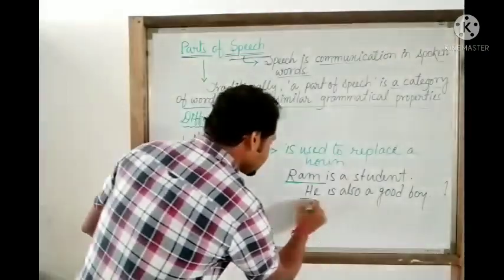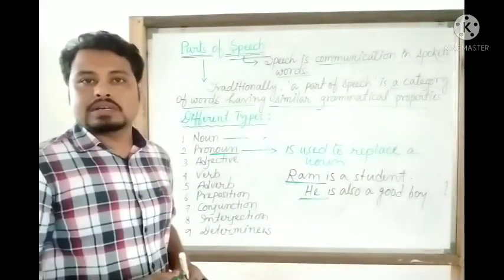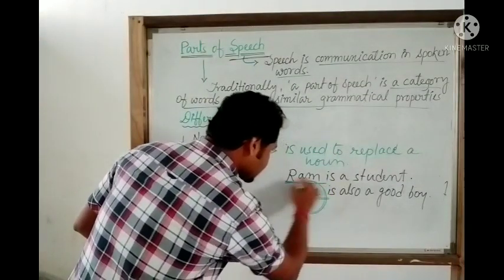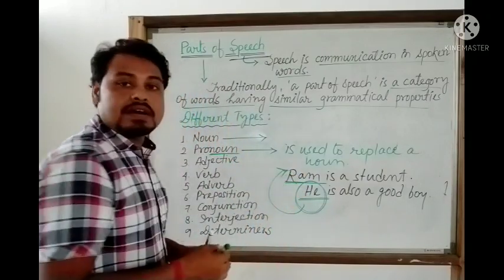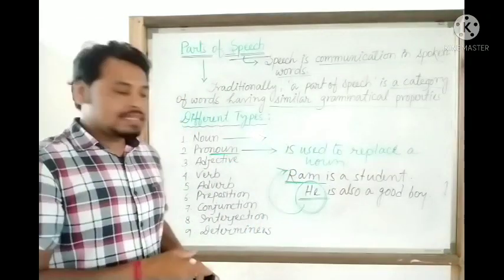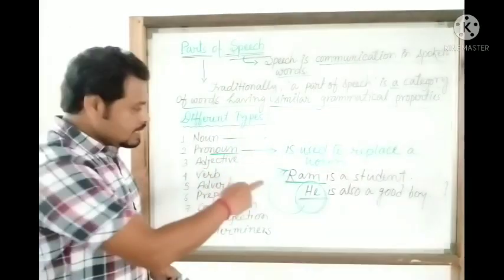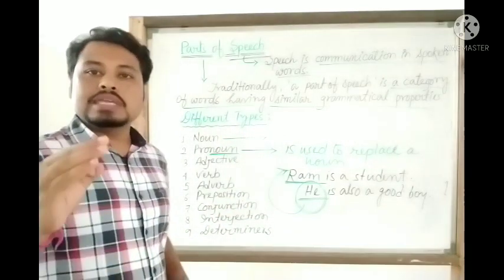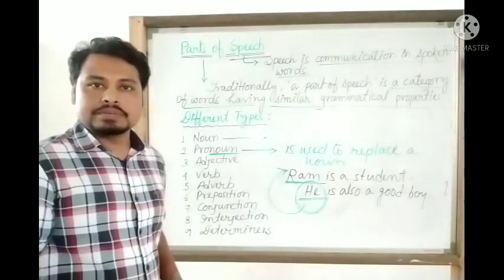In the second sentence, in place of that, we have used another kind of word. That is, this second word in the second sentence is replacing the noun in the first sentence. As this particular word is replacing the noun, this is known as the pronoun. So the word that we use to replace the noun is called the pronoun.